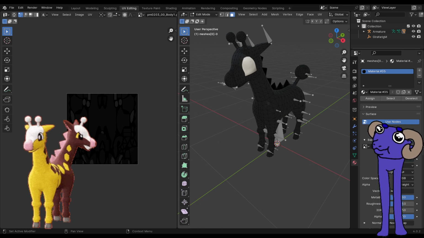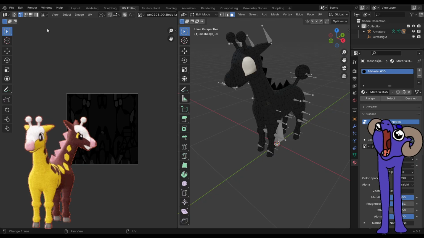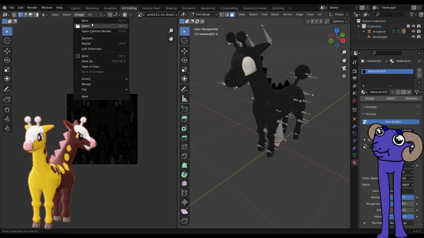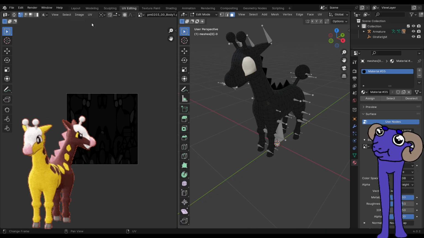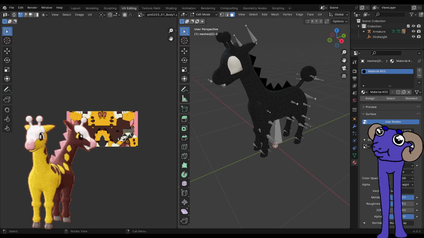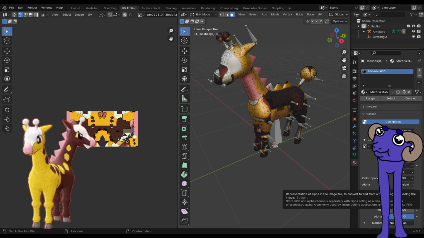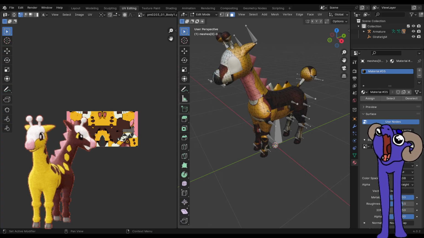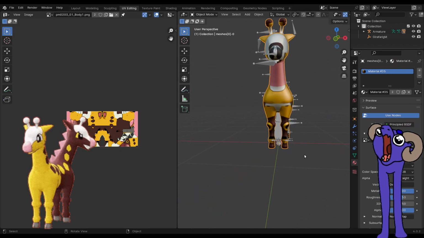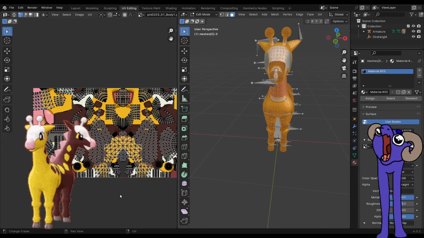Oh, what? Do I want the other one? This one? No? Is it so messed up? That's not what you're supposed to look like. Why do you look like that?